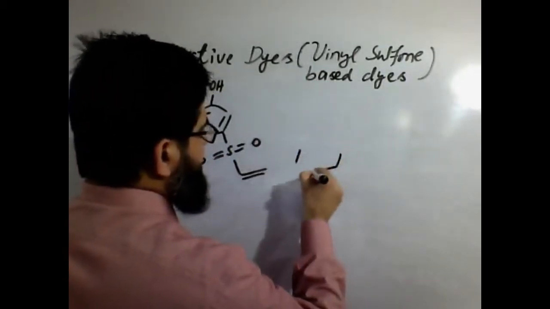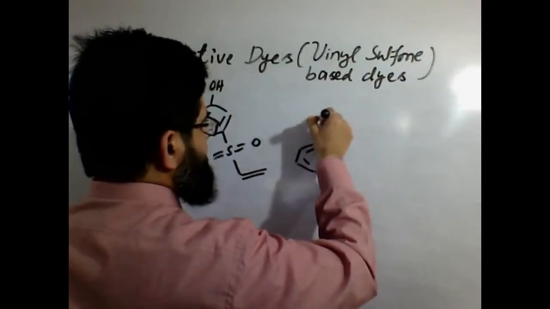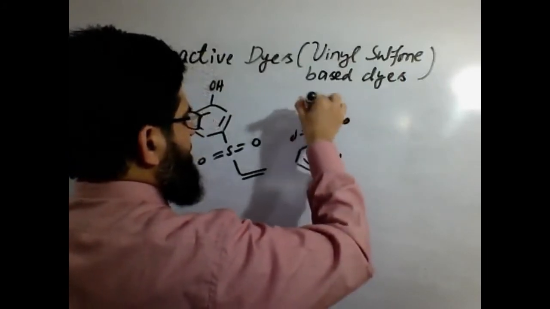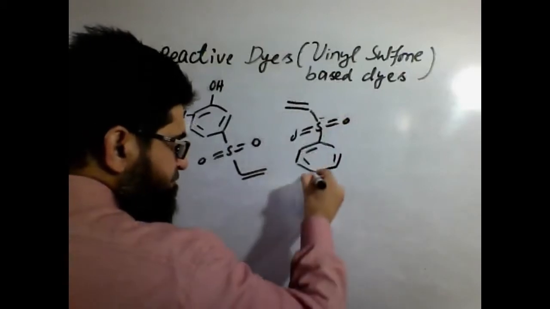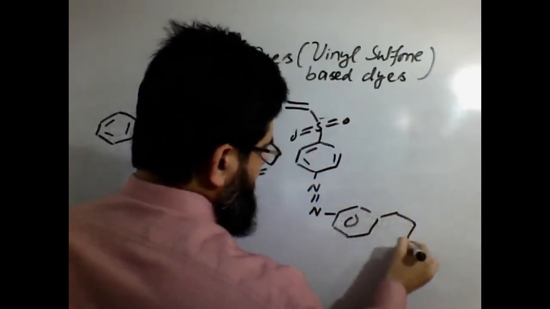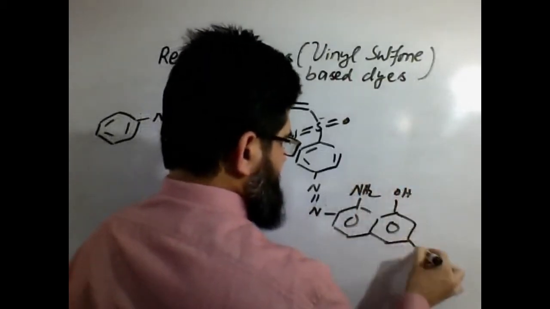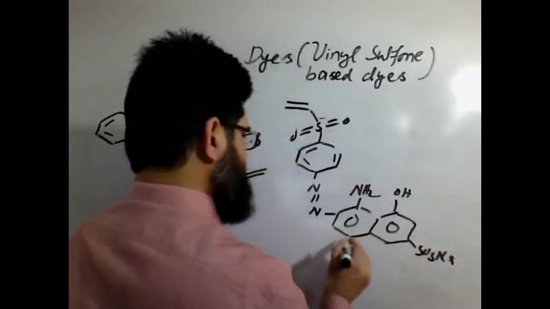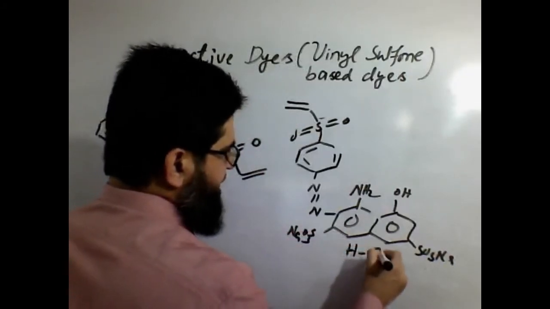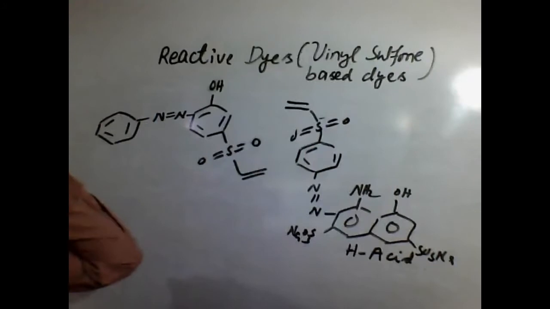Similarly, let's say somebody would have used this, this could be a vinyl sulfone dye produced from H acid. So what is the condition?